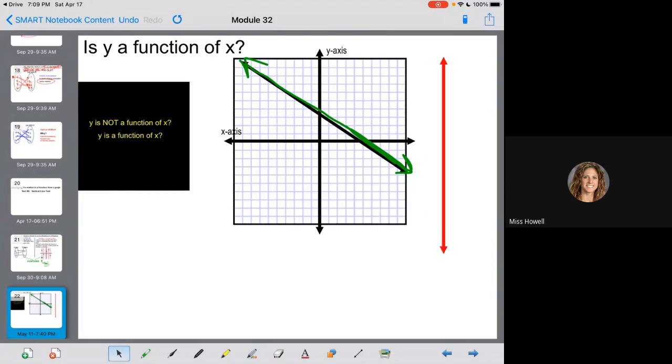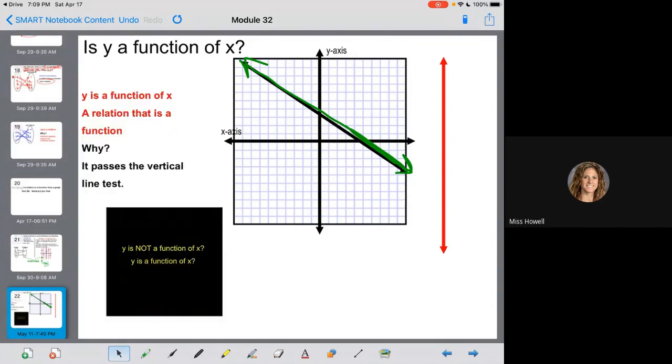So we should be at the point where we understand linear relationships are always going to be functions except for one special case, and that's when our slope is undefined. So be careful. So we have y is a function of x here, and the reason is because it passes the vertical line test, which means this is a relation that is also a function.